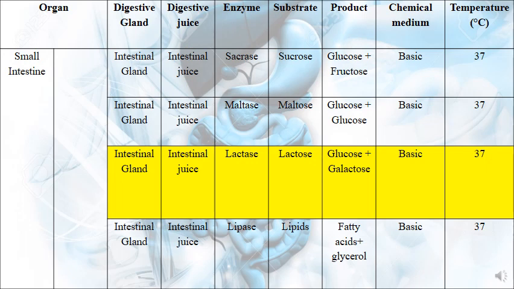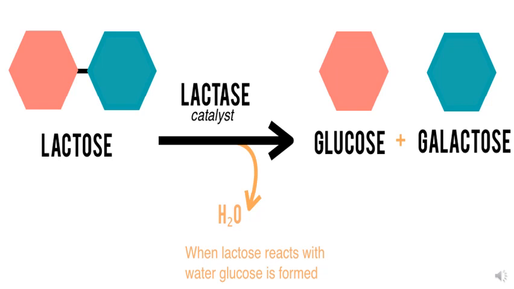Also at the level of the small intestine, we have the intestinal gland secreting a juice called intestinal juice that contains the enzyme lactase. Lactase works on what? On lactose. So they are very simple. Sucrase works on sucrose. Maltase works on maltose. Lactase works on lactose. And we already studied that lactose, when it's digested, gives glucose and galactose. Medium basic, pH greater than 7, temperature 37 degrees Celsius. So here, lactose by the enzyme lactase can give glucose and galactose. So this is what is known as the action of the enzyme lactase.